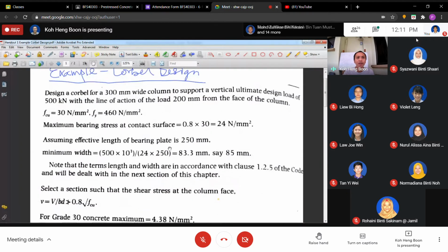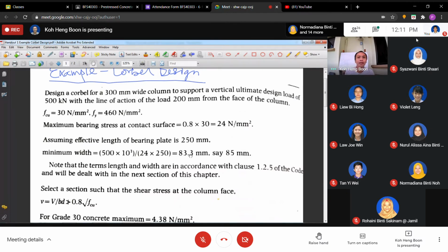We have a corbel, design a corbel for a 300 mm wide column. Means the column goes that way. This is a column. Wide is this one, the wide 300 mm. In this case, the corbel is going to be the full width of the column, projected out from the column. So the width here is 300 mm.